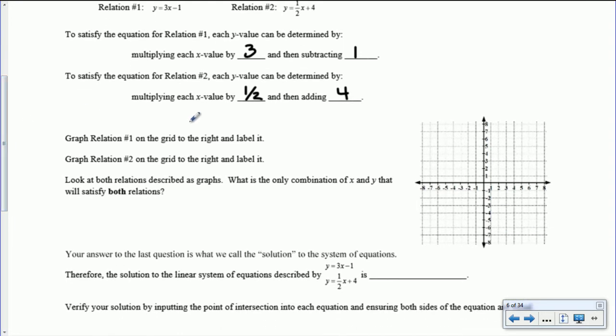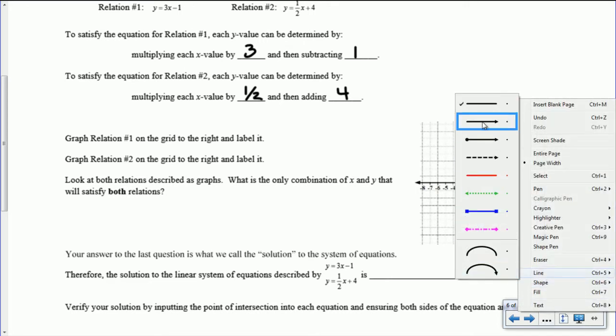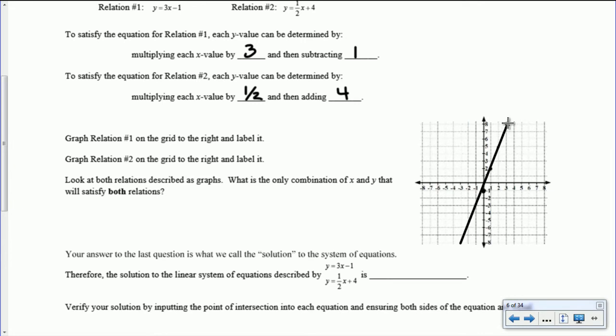So if we're going to graph those, graph relation 1, so 3x minus 1. So the y-intercept is at -1. The slope is 3/1, so we've got to go up 3 and right 1. So that'll be the next point. And then we go up 3 and right 1 again, and up 3 and right 1. So we can connect those points. So that's what relation number 1 looks like roughly.